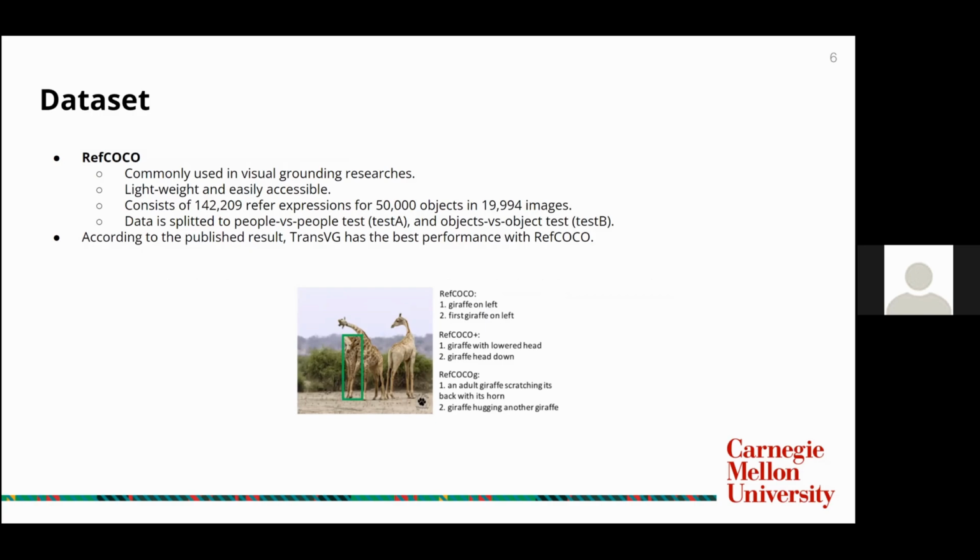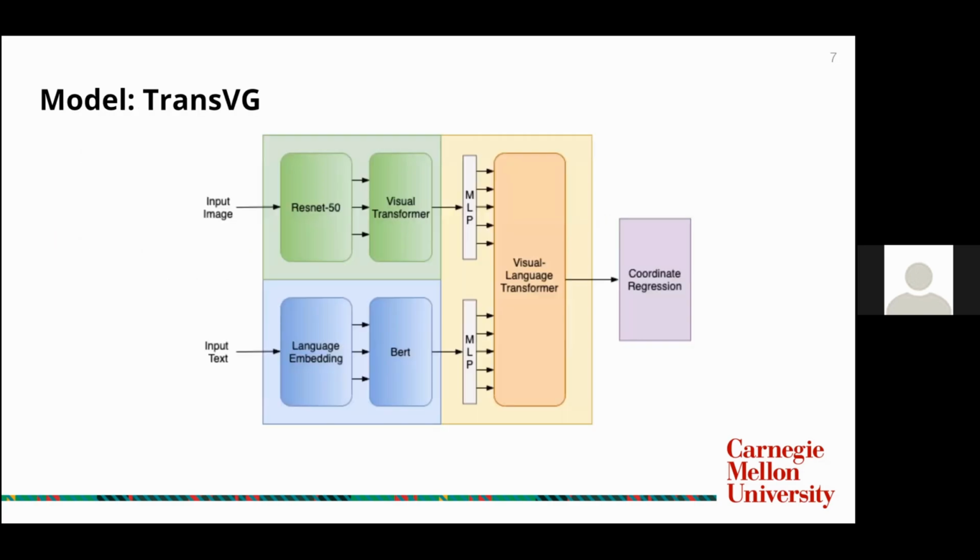According to the published results, TransVG has the best performance with RefCOCO, and that's one of the reasons why we chose this dataset as our training data. The model that we use is the one in the TransVG paper, which comprises four subcomponents: the visual model, which is in the green box, the linguistic model, the blue box, the visual-language fusion model, the orange box, and a prediction head, the purple box. The prediction head is used to compute the 4-dimensional box coordinates.